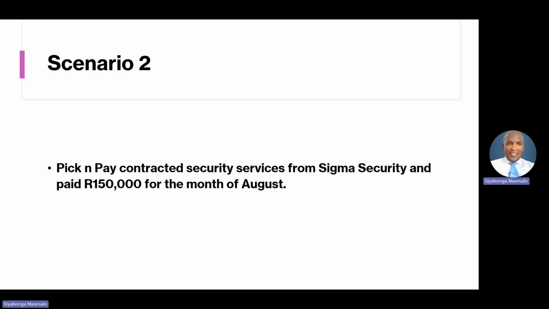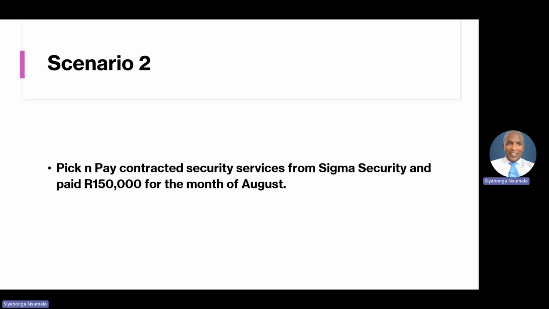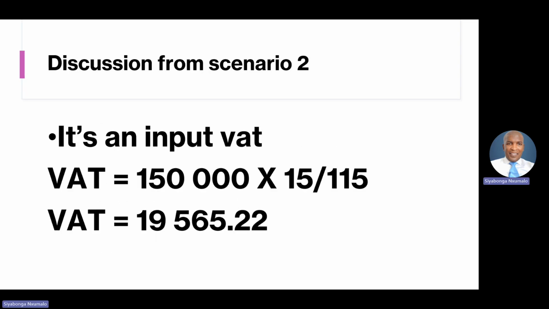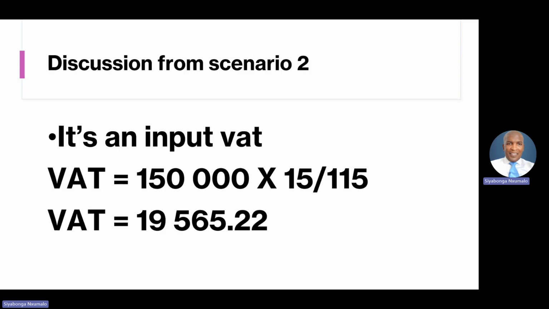Number two, Pick n Pay contracted the security services from Sigma Security and paid 150,000 for the month of August. Again, here, is it an input or output? And how much is the VAT amount? Pick n Pay, they what? They paid. So it means they have to claim back. So it's an input. Pick n Pay will be claiming an input here. Again, you will take your 150,000, times it by 15, and divide it by 115.